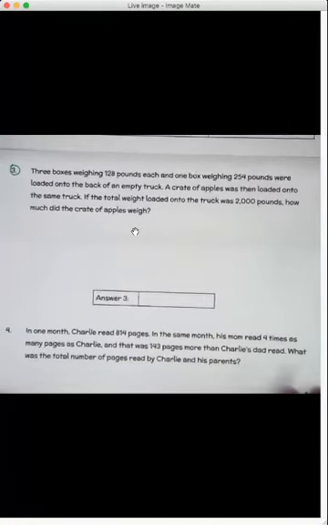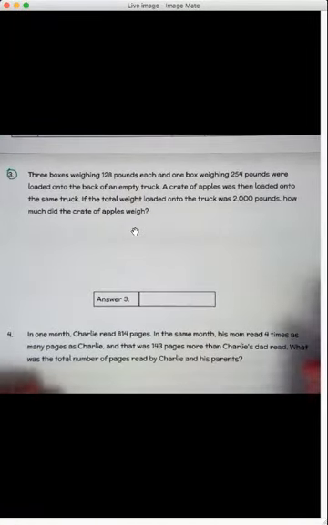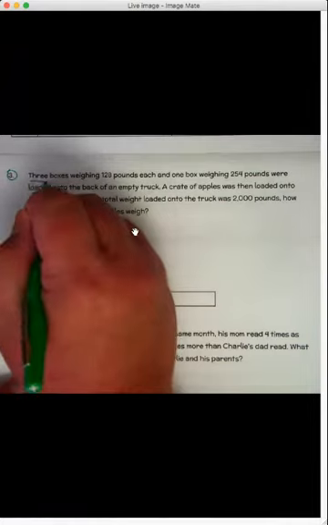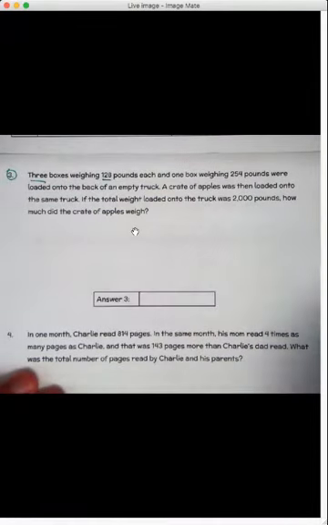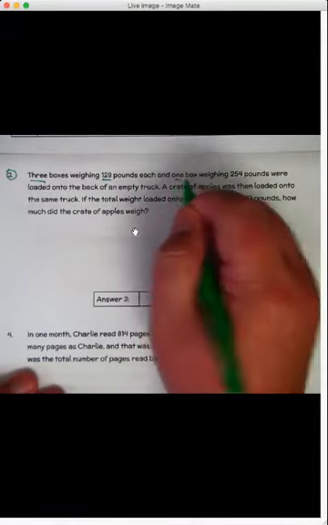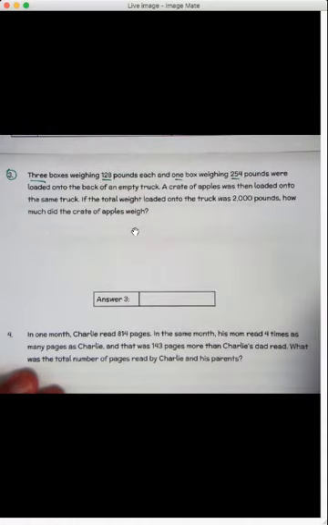Here's this one. 3 boxes weighing 128 pounds each. So let's make sure we see that. There's 3 boxes that weigh that much. 1 box weighs 254 pounds.